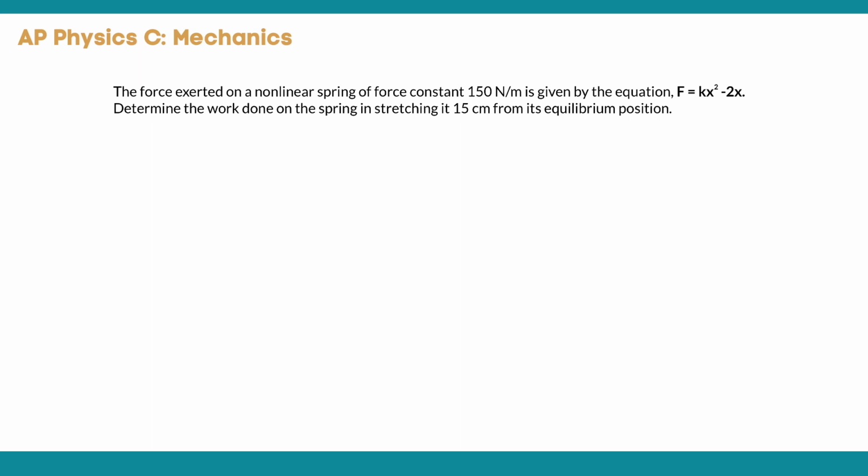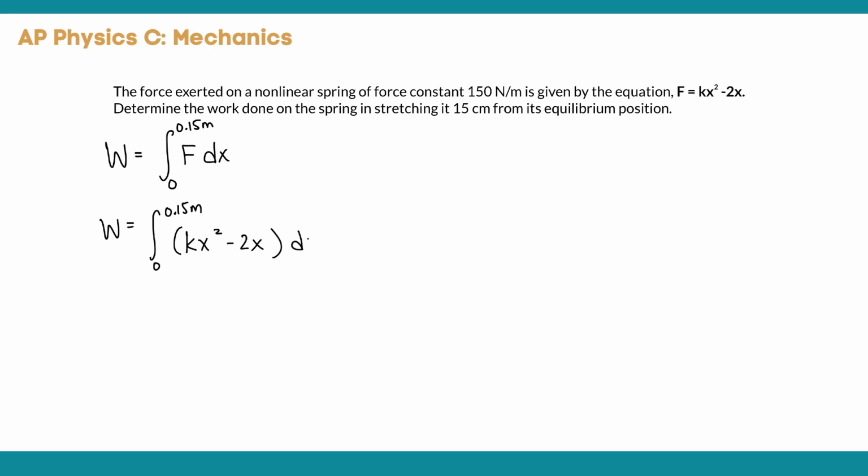All right, so our process here is going to again be along the same lines, where in order to find the work done, we need to integrate this force function with respect to position from an initial unstretched position, which would be 0 meters, to 15 centimeters or 0.15 meters. All right, guys, so I'm going to substitute in that force expression, and we're going to integrate across those bounds. So the integral of kx squared minus 2x dx.